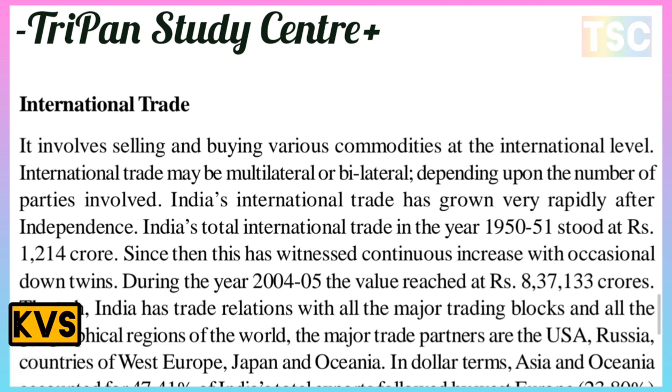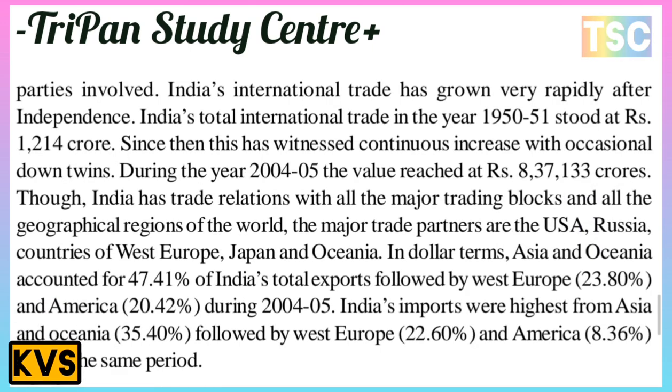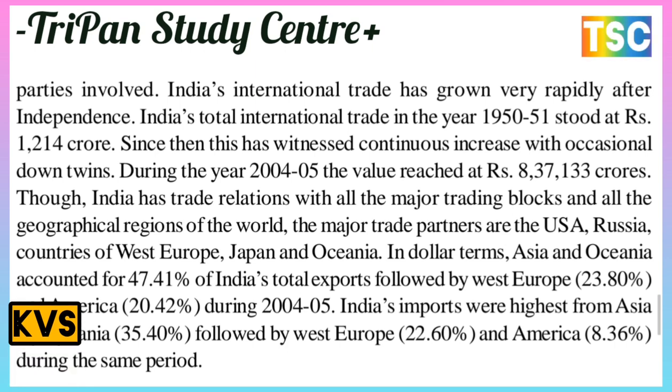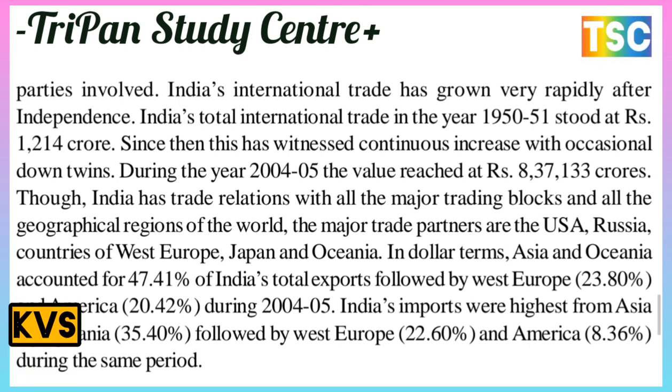India has trade relations with all the major trade blocs and all the geographical regions of the world. The major trade partners are the USA, Russia, countries of West Europe, Japan and Oceania. All the trade is in dollar terms. Asia and Russia accounted for 47.41% of India's total exports, followed by West Europe at 23.80% and America at 20.42% during 2004-2005. For imports, the highest is from Asia and Oceania at 35.40%, followed by West Europe at 22.60% and America at 8.36% during the same period.